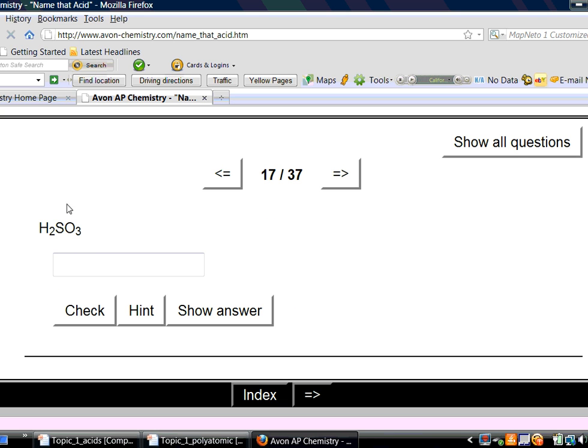H2SO3. Go ahead and try to name that. Hopefully you recognize that we have one less oxygen than the sulfate. So we actually are looking at a sulfite ion. So call it sulfurous acid.